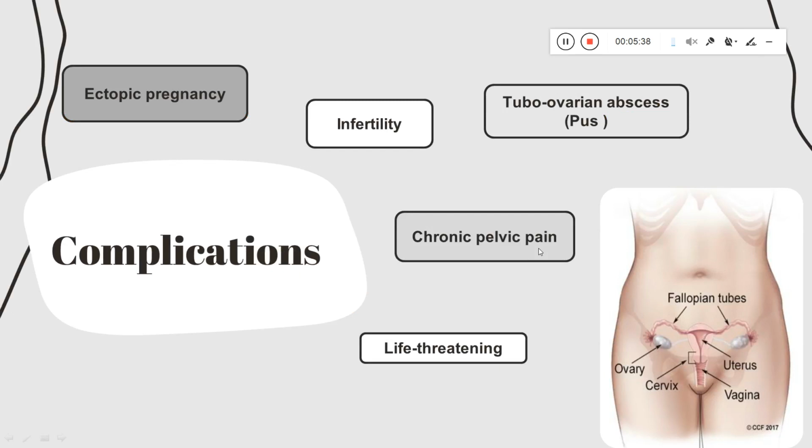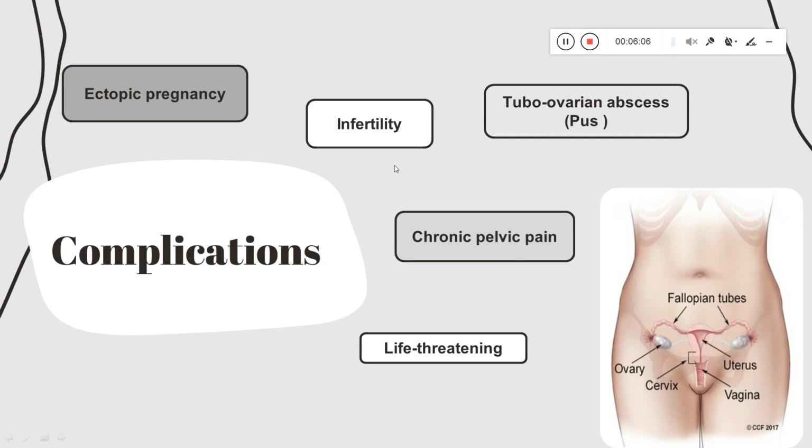So more complications, like it can lead to ectopic pregnancy. We know that when a lady is pregnant, the implantation happens in the uterus. But if there is a chance of complication like this, then during the pregnancy, the egg gets implanted in the fallopian tubes rather than the uterus. So that is called ectopic pregnancy, which is a complication.